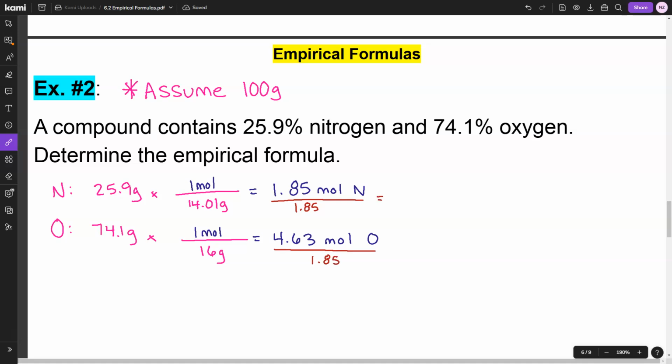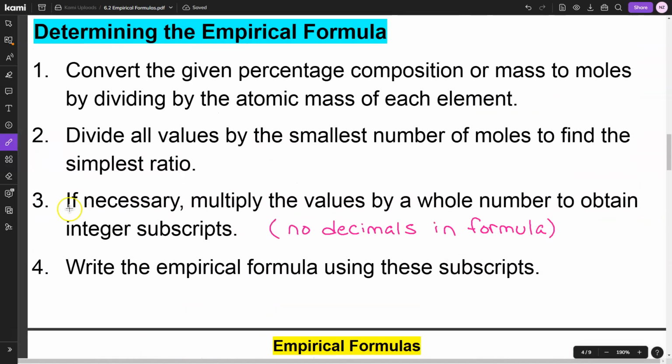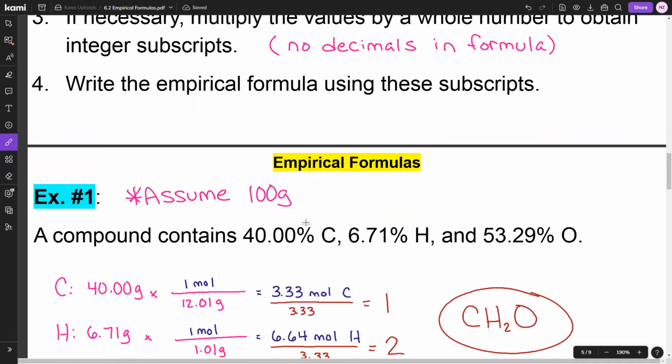So we put these in our calculator. Obviously 1.85 divided by 1.85 will give me 1. 4.63 divided by 1.85, however, gives me 2.5. So not close to 2, not close to 3. It's 2.5. So if you recall, when we wrote down our steps, if necessary, multiply the values by a whole number to obtain integer subscripts. So we never want to have decimals.